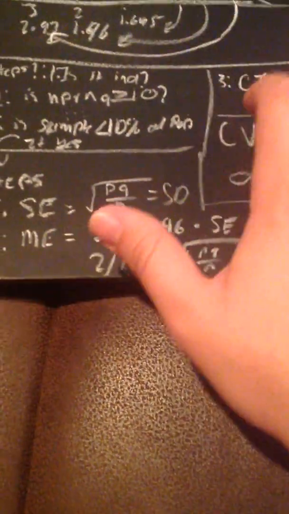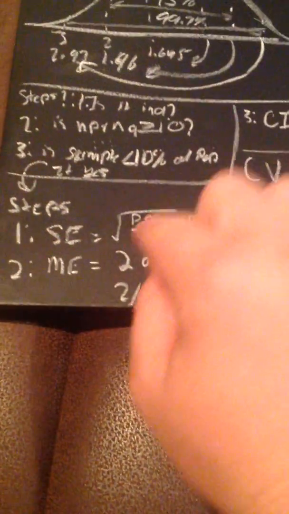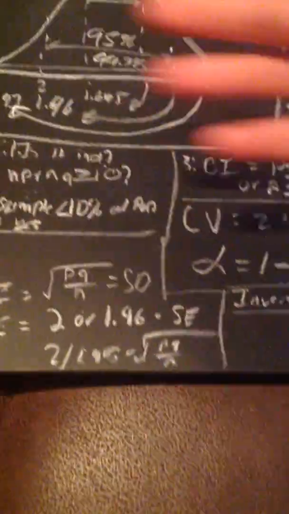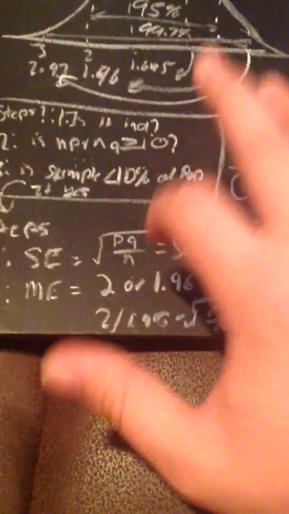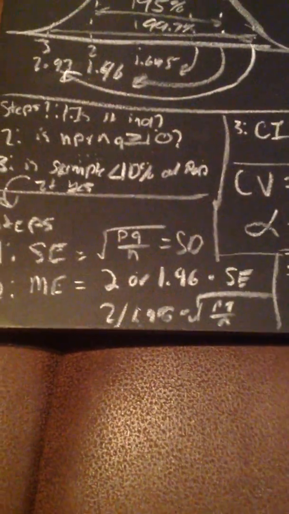Q is equal to 1 minus p. We covered that last chapter. He'll give you p, the probability, which is the percentage. Just do 1 minus that to find your q. N is just the number of the sample. That's it, how many people are in the sample.